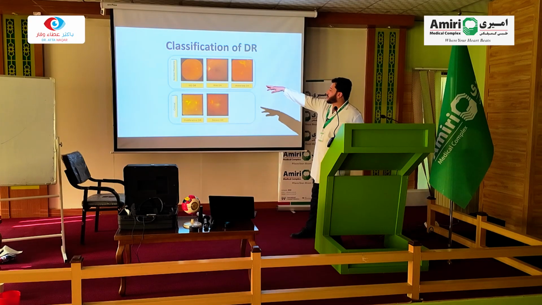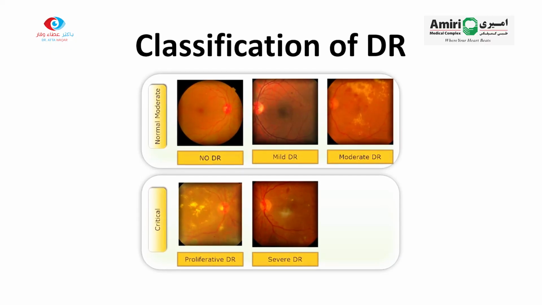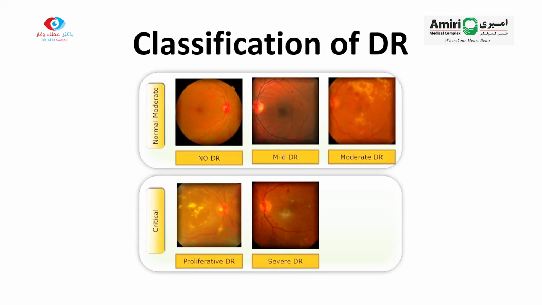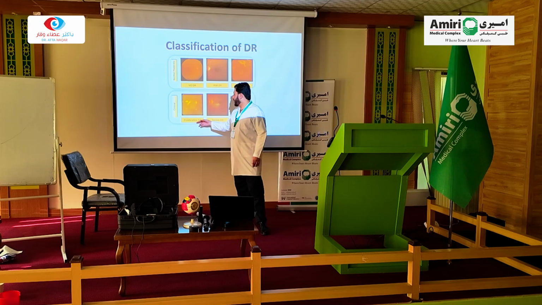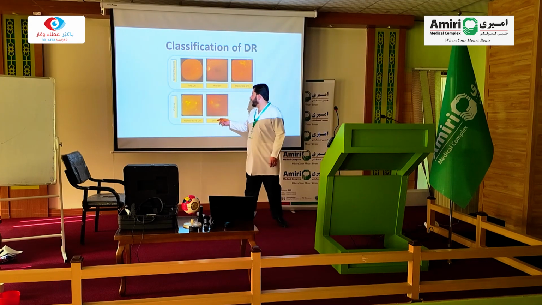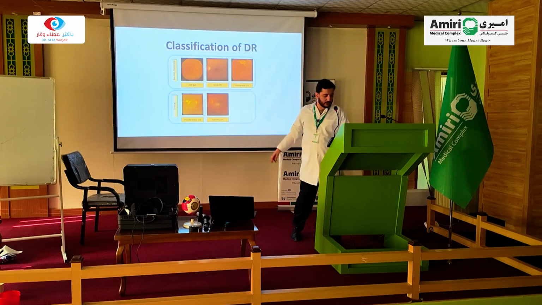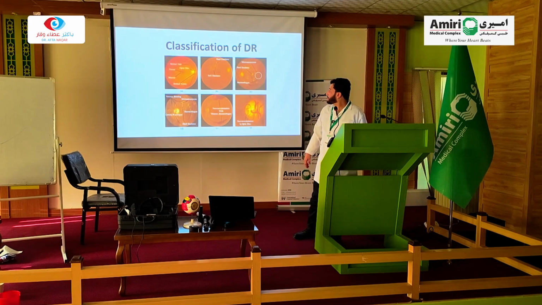That is normal to moderate: no diabetic retinopathy, mild NPDR, moderate NPDR. And this is critical: proliferative diabetic retinopathy and severe diabetic retinopathy. I will come later to what severe is.